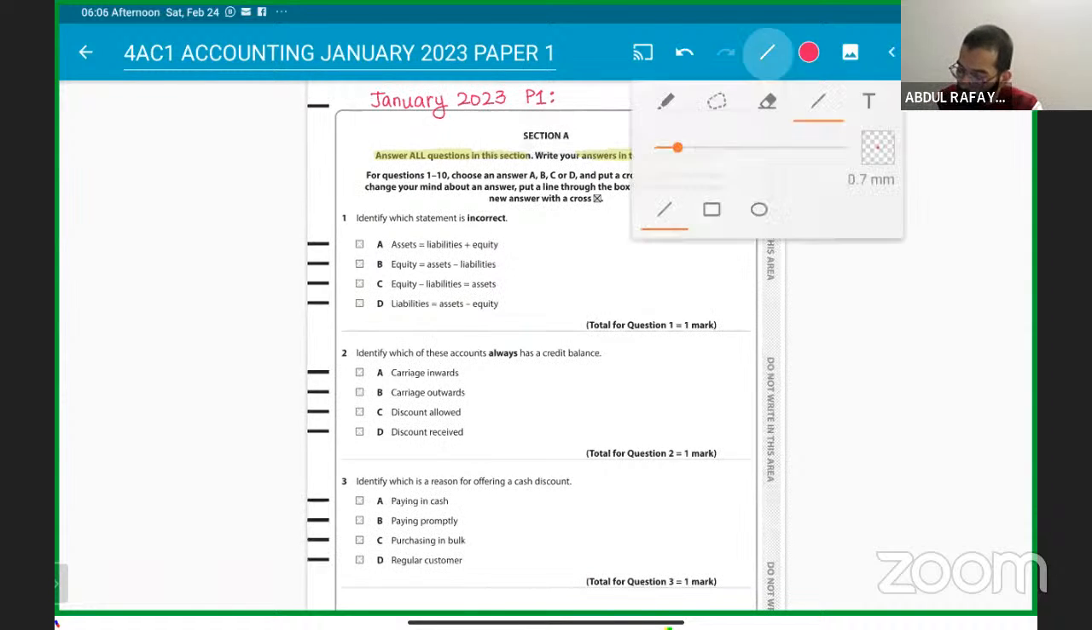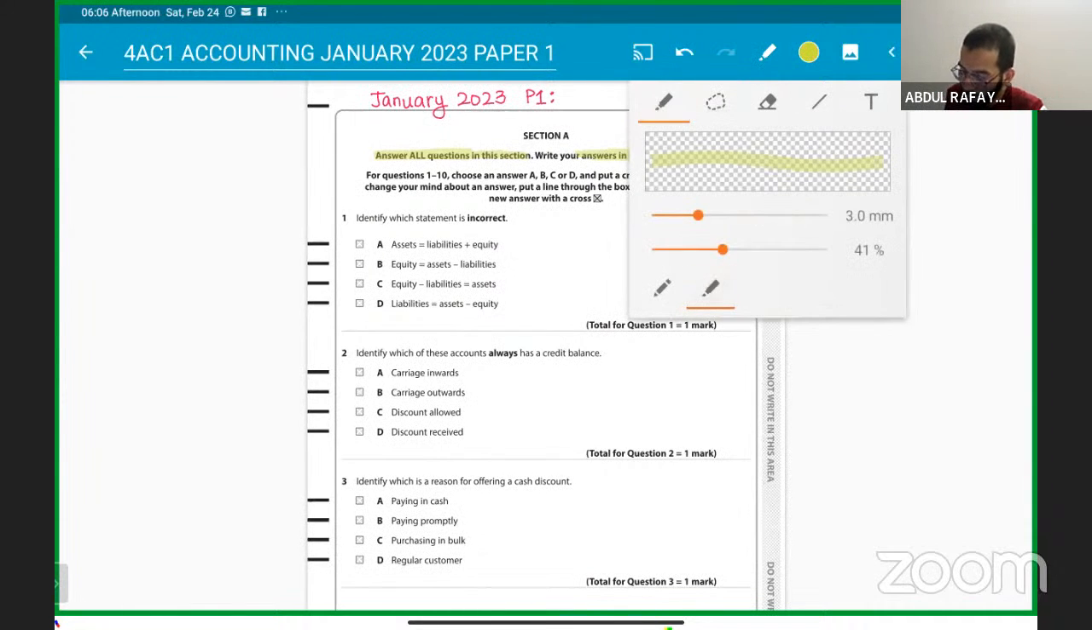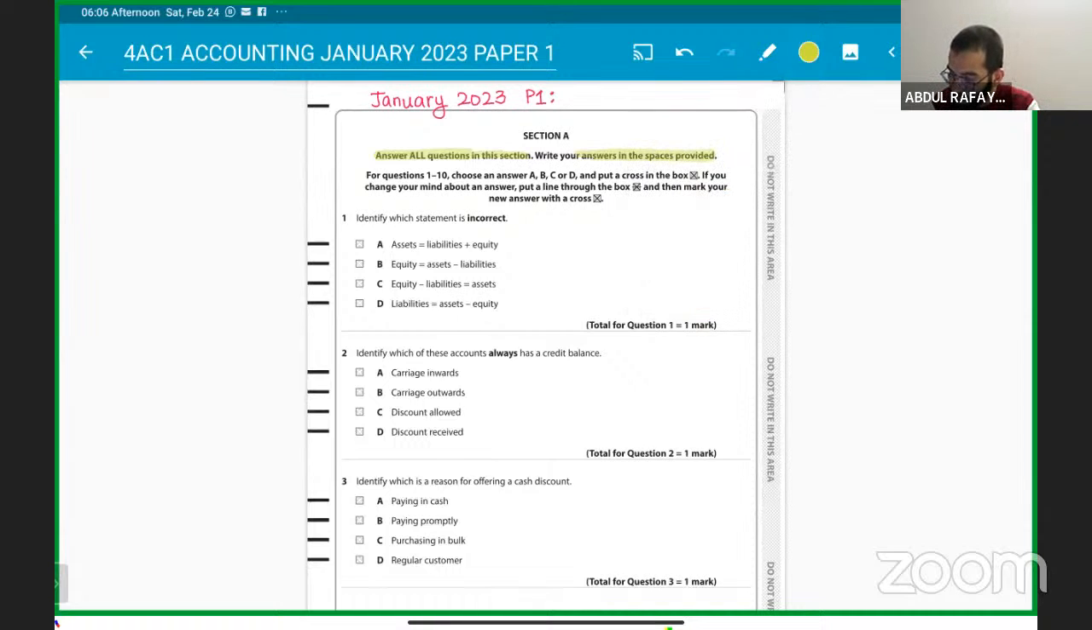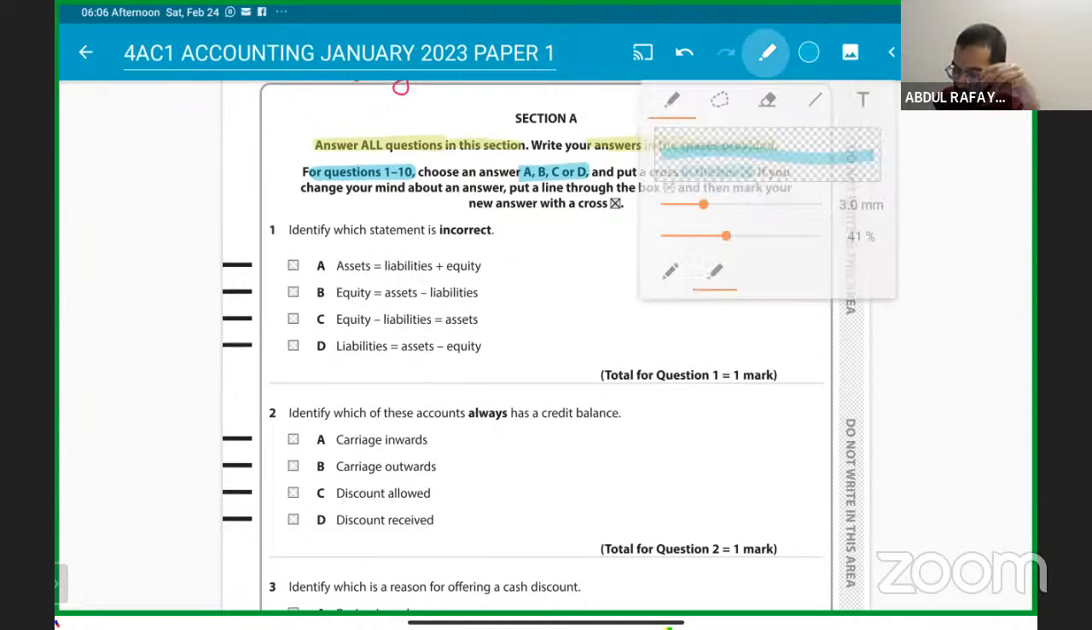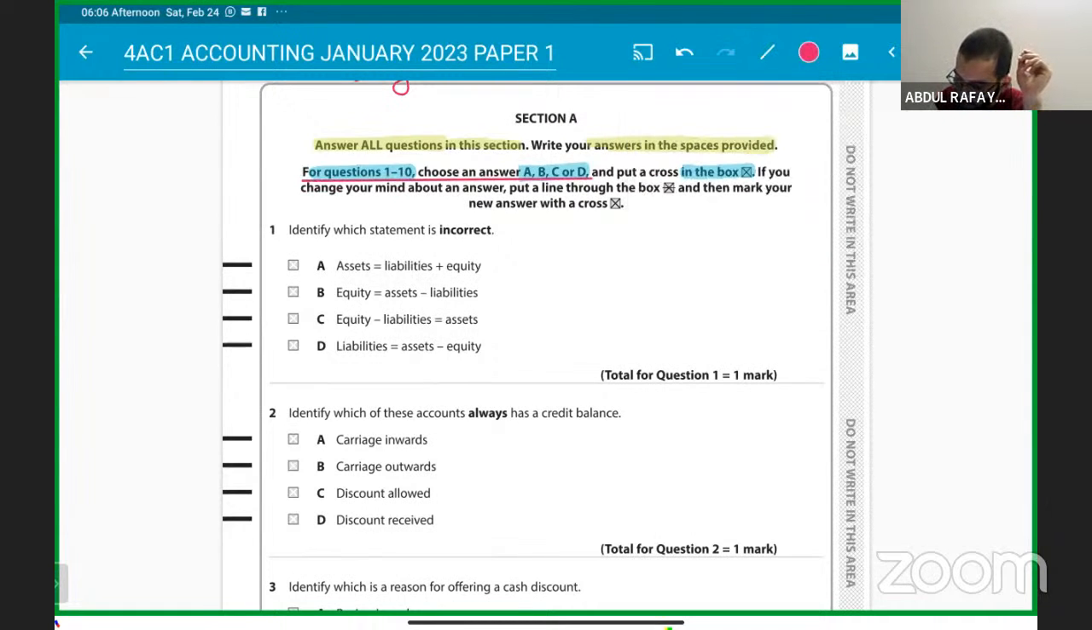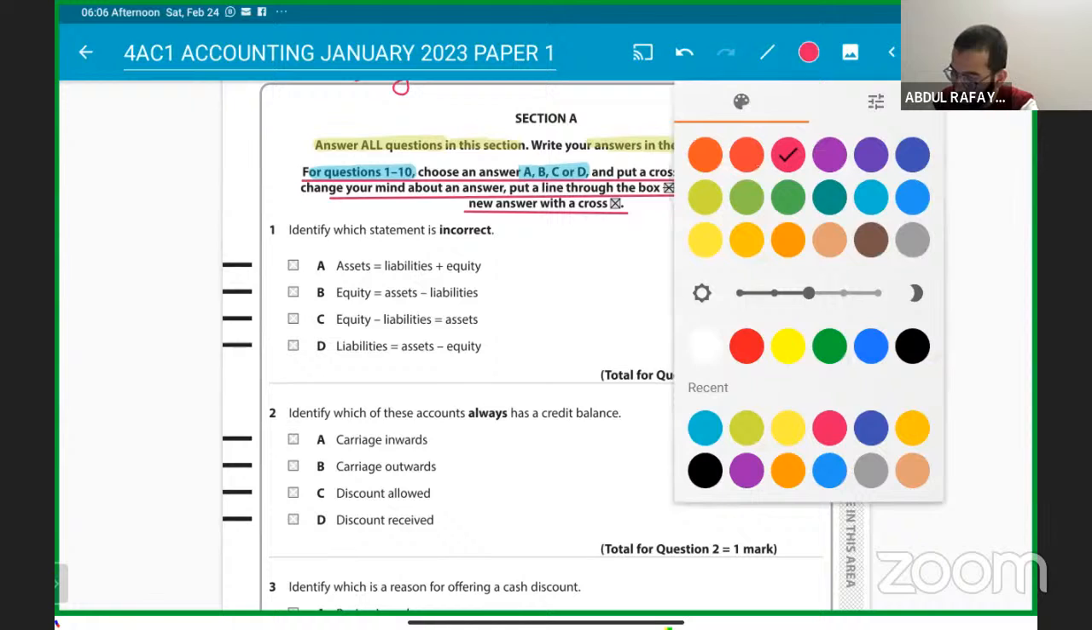Here we go. The examiner is asking for questions 1 to 10, where we have to choose the correct answer A, B, C, or D and put a cross in the box. If you change your mind about an answer, put a line through the box and then mark your new answer with a cross. So let's start.